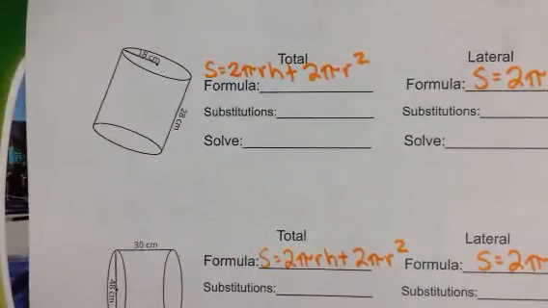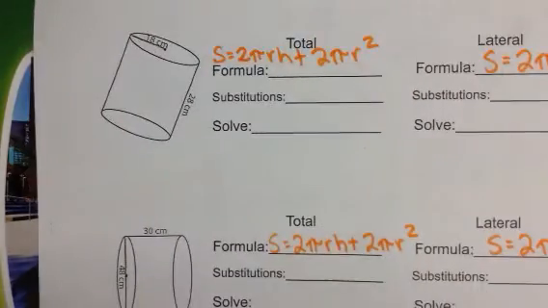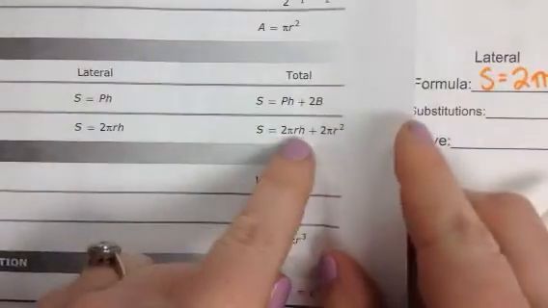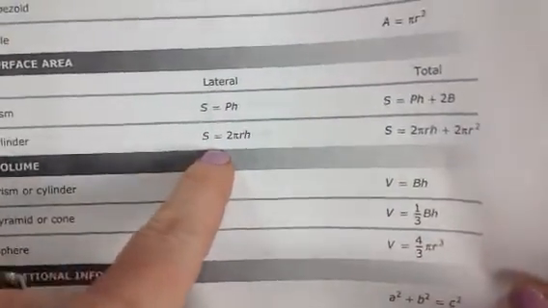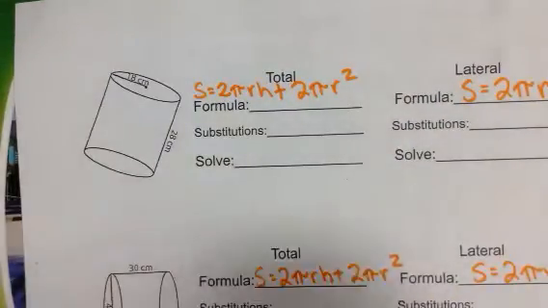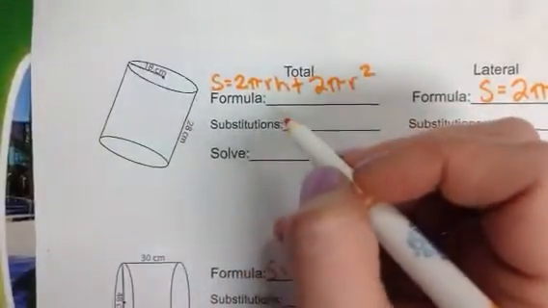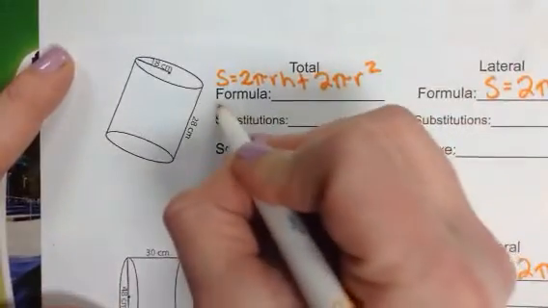Okay, to start the back side, I've already gone through and got my total surface area formula and my lateral surface area formula for cylinders, and I wrote it down on all the problems. So if you want to go ahead and do that, pause the video, unpause when you're ready. Okay, so I'm starting the substitutions for surface area of cylinders.